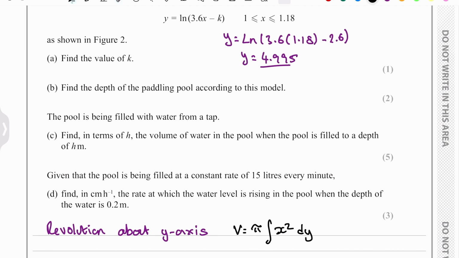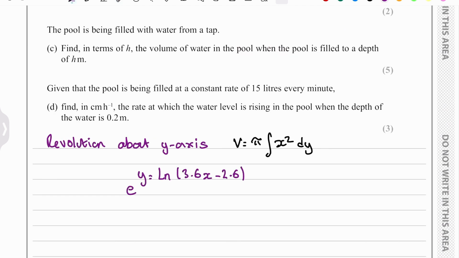So the next thing we need to do is to make x the subject of this equation. So we'll have e to the power of y is equal to e to the natural log of this. And then the e and the natural log will cancel. So we'll get e to the y will equal 3.6x minus 2.6. Then we'll move this to the left-hand side and divide both sides by the 3.6. So now we have the equation for x.